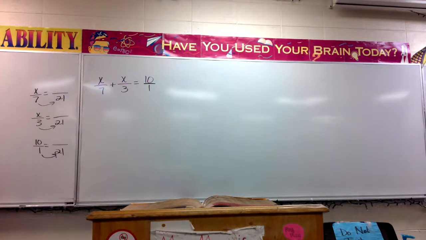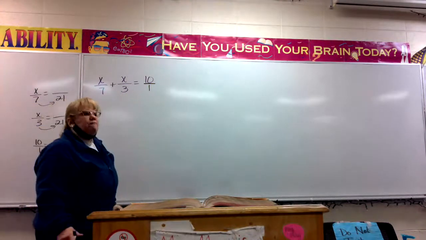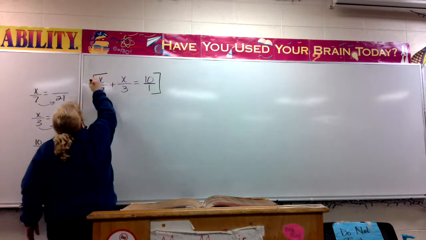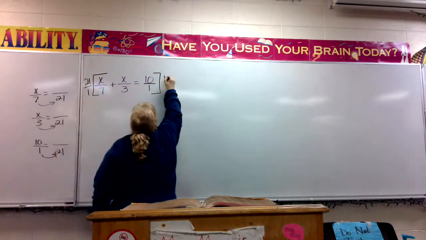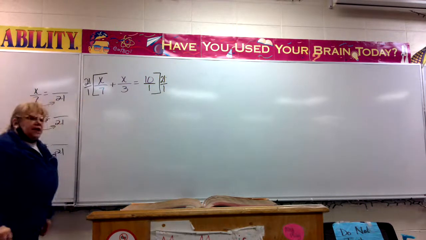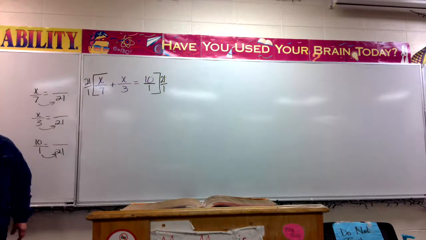And what did you say, Alex? The common denominator would be what? 21. So here's what I'm going to do to get rid of the fractions. Whatever the common denominator would have been, we're going to take that value and on both sides of the equation, we're going to multiply by 21 over 1.